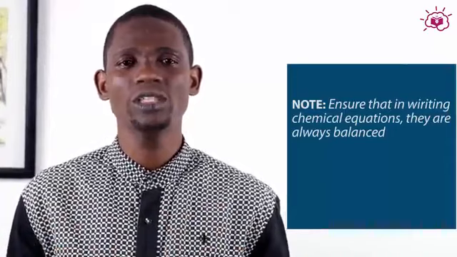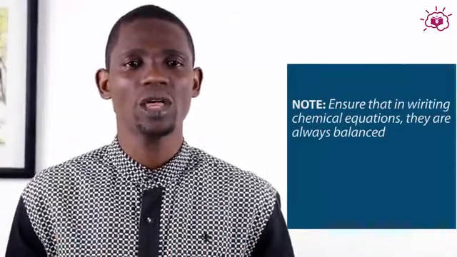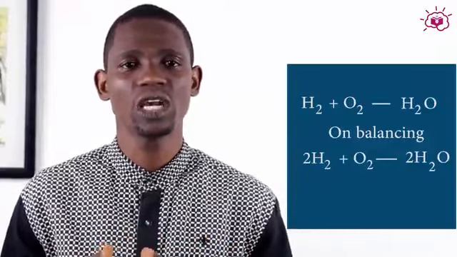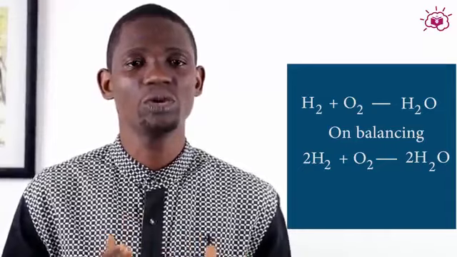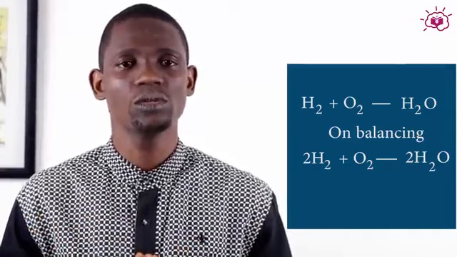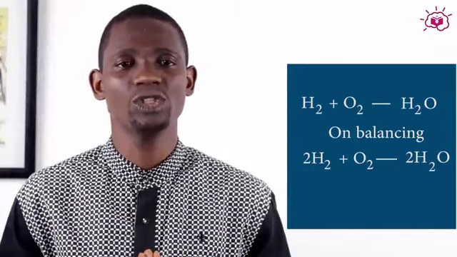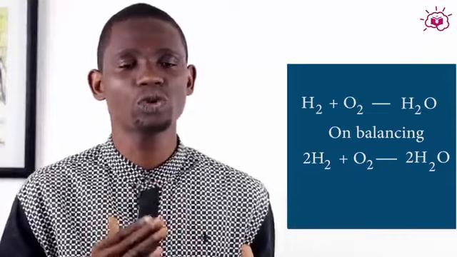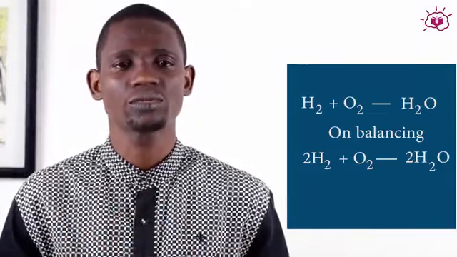And as an advisory note, in chemistry, always ensure that your equations are always balanced. What this means is that ensure that the number of atoms on the reactant side is equal to the number of atoms on the product side. So for this equation H2 plus O2 to give us H2O, on balancing it will become H2 plus O2 to give us 2H2O, and then we add 2 to the hydrogen to make it 2H2 plus O2 to give us 2H2O.